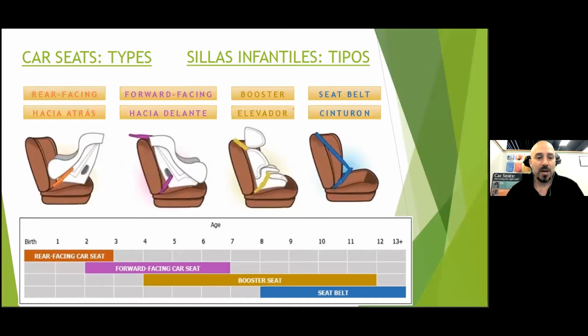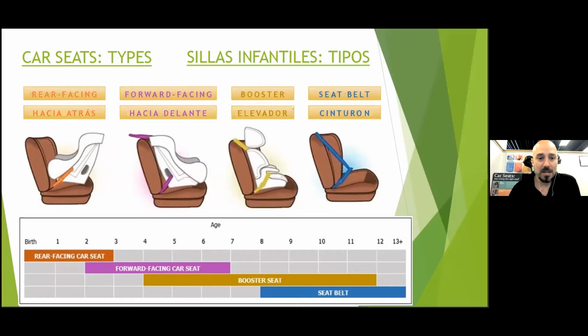In the market, we have 4 different types of ways to put the babies or the kids in the car, and we have 3 different types of car seat. Okay, I'm going to go through them. The first one is the rear facing. That is the first picture. Rear facing means that the baby or the kid is looking to the back of the car.